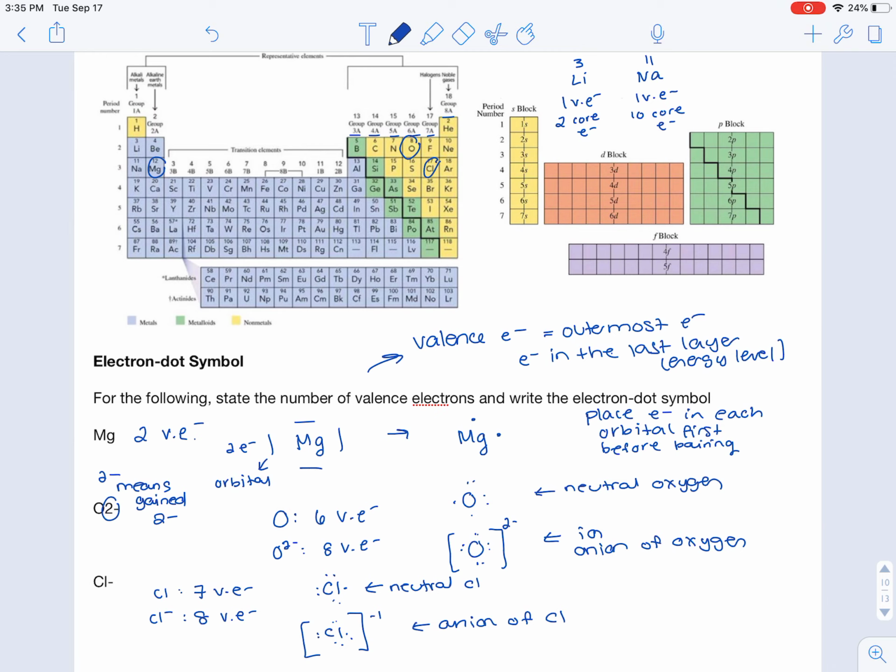So for the main group elements, you look at your outermost electrons. Your outermost electrons will tell you how many you would place in the electron dot symbol. You cannot figure out the outermost electrons for your transition or inner transition metals just by looking at the periodic table. For your transition metals, you would have to write your electron configuration, and your highest energy level would then tell you how many electrons you have in the outermost energy level, and then you can draw your symbol.